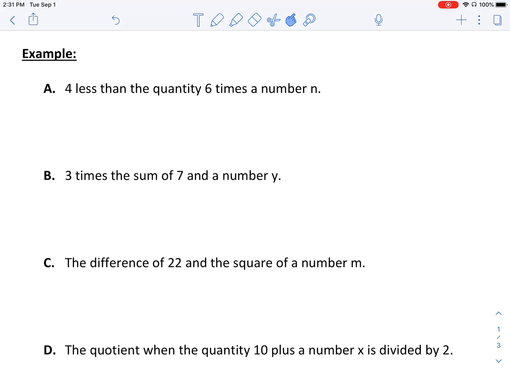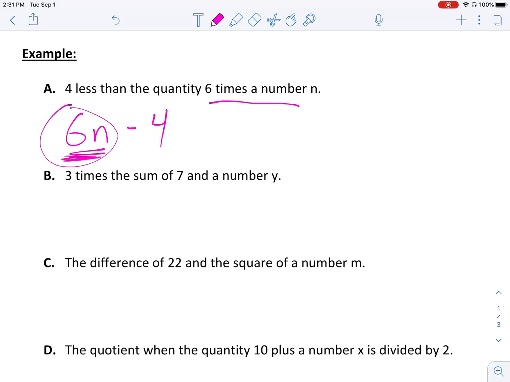All right, so for these 4 examples, we'll do these together. We need to figure out how to write what they're saying in a mathematical expression. So for example A, it says 4 less than the quantity 6 times a number n. So obviously 6 times a number n is multiplication, but it's 4 less than the quantity. So 6n is the 6 times the number n, and I want 4 less than that. So I want to find that total first and then subtract 4 from it. So 6n minus 4 is your answer for letter A.